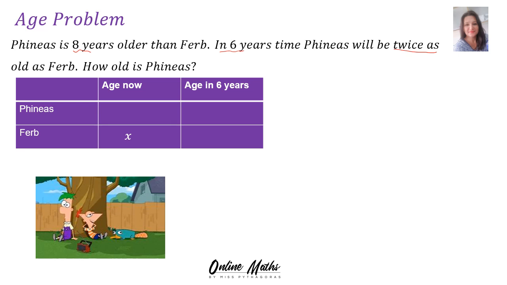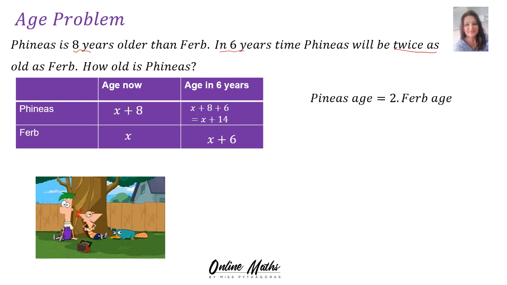Let's make Ferb's age x, and then Phineas is x plus 8. In 6 years' time, that means you add 6 to both the ages. So Phineas will be x plus 14 and Ferb will be x plus 6. Now let's turn the table into an equation.